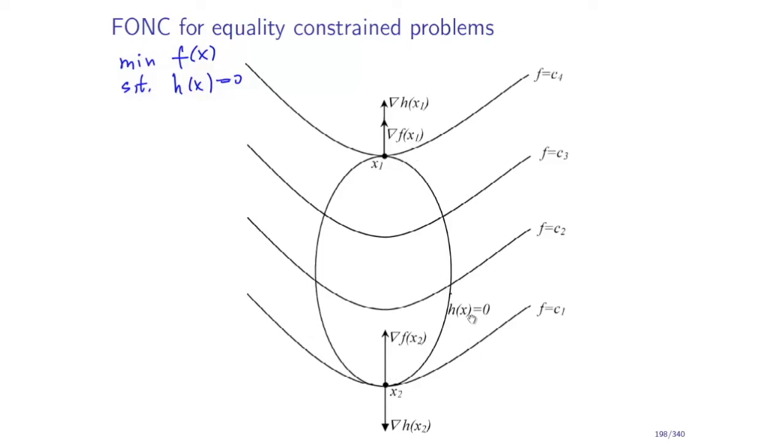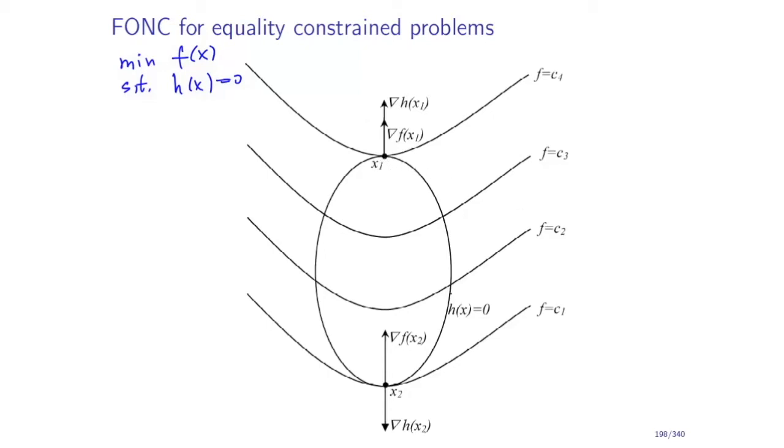Okay, and then we also see the isocost lines for the function f. So this is the isocost line for f equal to c1, f equal to c2, f equal to c3, and f equal to c4. These are the level sets for f corresponding to the different levels, right? And also you can think of the feasible region as the level set for h corresponding to the level equal to 0. Now we know that geometrically the gradient is orthogonal to the corresponding level set, right?